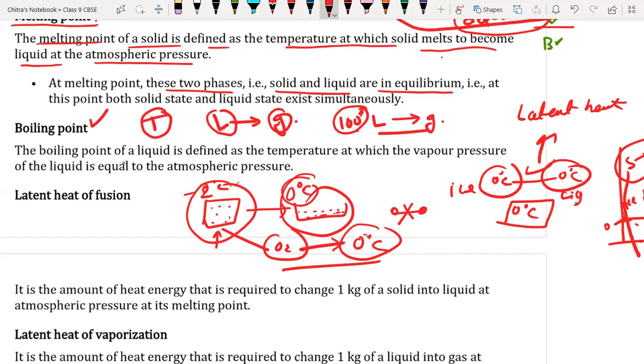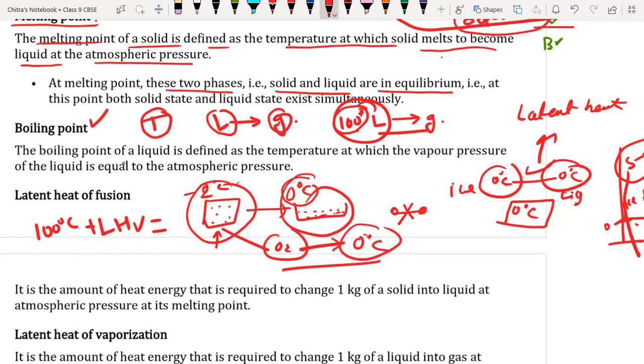Sir, but they will both remain at the same temperature, but the vapors will cause more severe burns. See, after that, what will happen? If we are discussing liquid at 100 degrees Celsius, then 100 degrees Celsius plus latent heat of vaporization, and that substance will convert from liquid to gases.